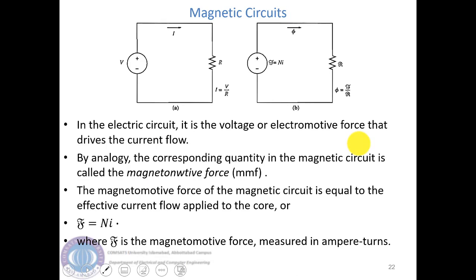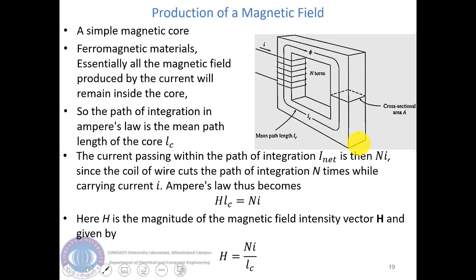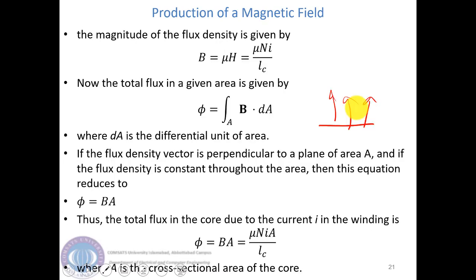So that's what we have seen in the previous slides. Now, I hope you have understood this. I will show you here, this is the cross-sectional area. Because we are more interested in the flux or the flux density, we can calculate this flux, which is equal to BA, that is mu Ni A by Lc.